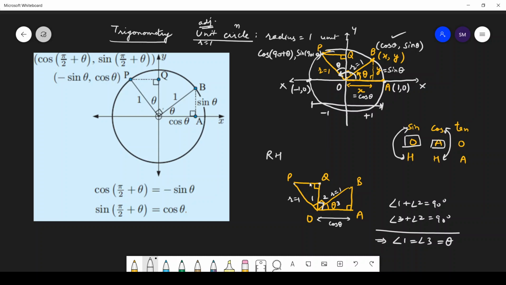So this PQ is equal to OA here, students. Okay, so the length is the same, but when we go toward this side, this cos theta here will be minus cos theta. So this length will be minus cos theta. So if I look at this coordinate, the x-axis will be minus cos theta, and so these are the coordinates.